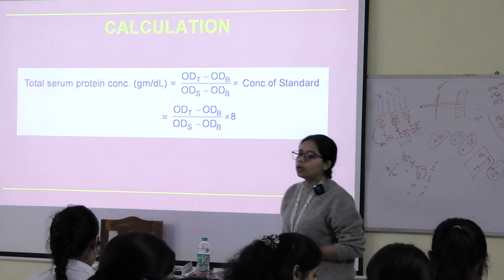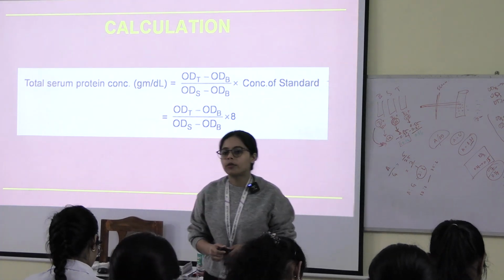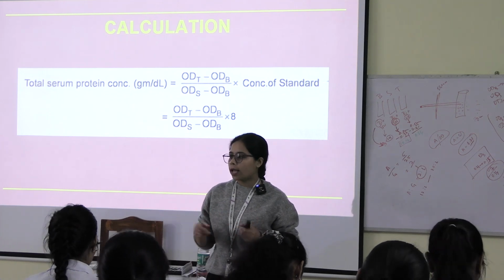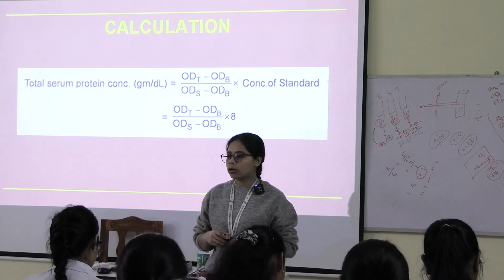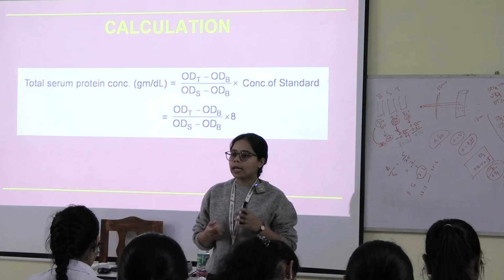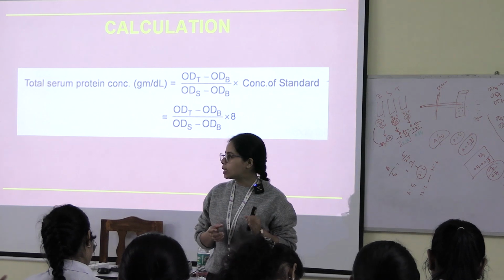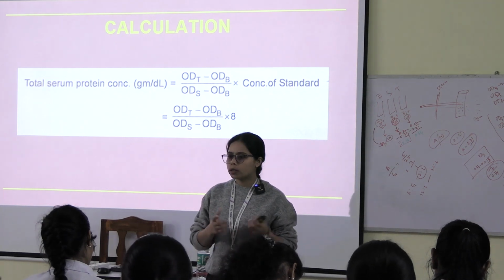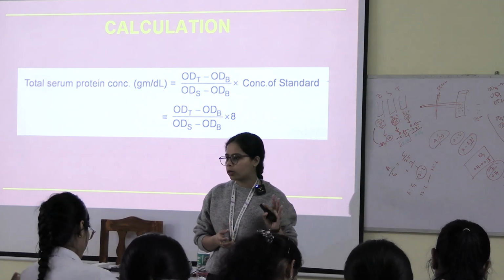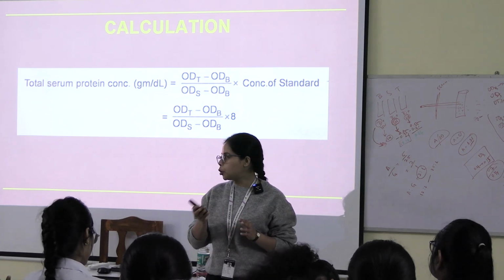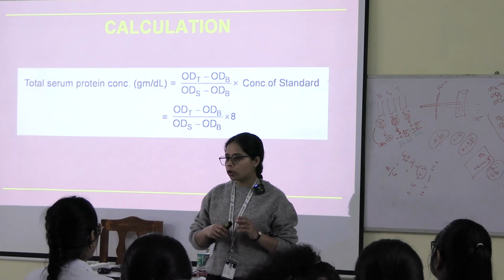Do you know how to do the procedure? Do you know what you have to do? Yes. So you have to take 1000 microliter and then in blank you will take 20 microliter of distilled water, and in standard you will take 20 microliter of the standard solution, and in the test you will take 20 microliter of whatever serum is provided over there. After that you put it for incubation for 10 minutes.